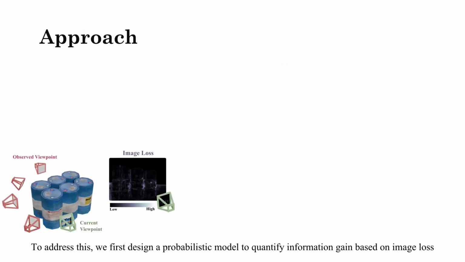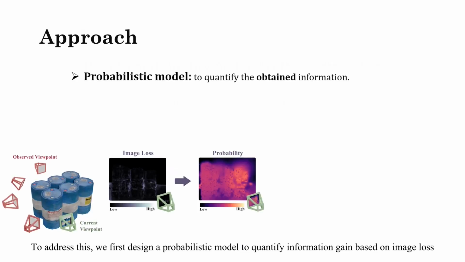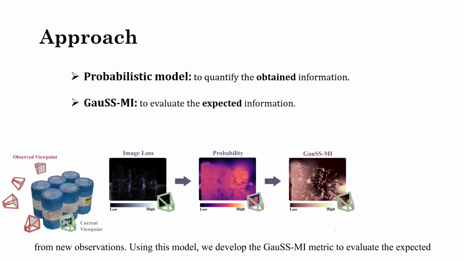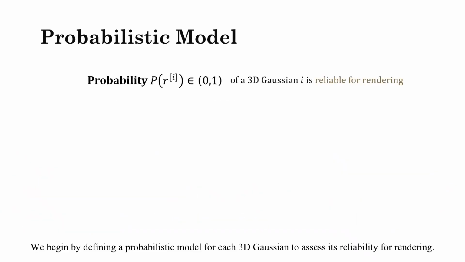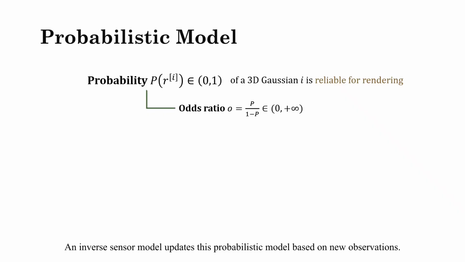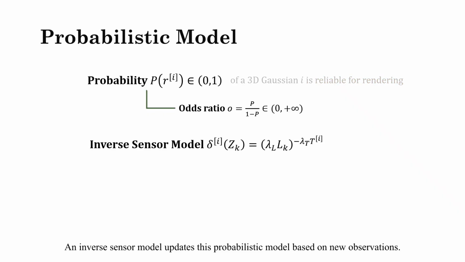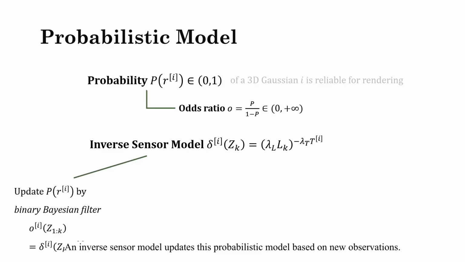To address this, we first design a probabilistic model to quantify information gained based on image loss from new observations. Using this model, we develop the GauSS-MI metric to evaluate the expected information from novel viewpoints. We begin by defining a probabilistic model for each 3D Gaussian to assess its reliability for rendering. An inverse sensor model updates this probabilistic model based on new observations.